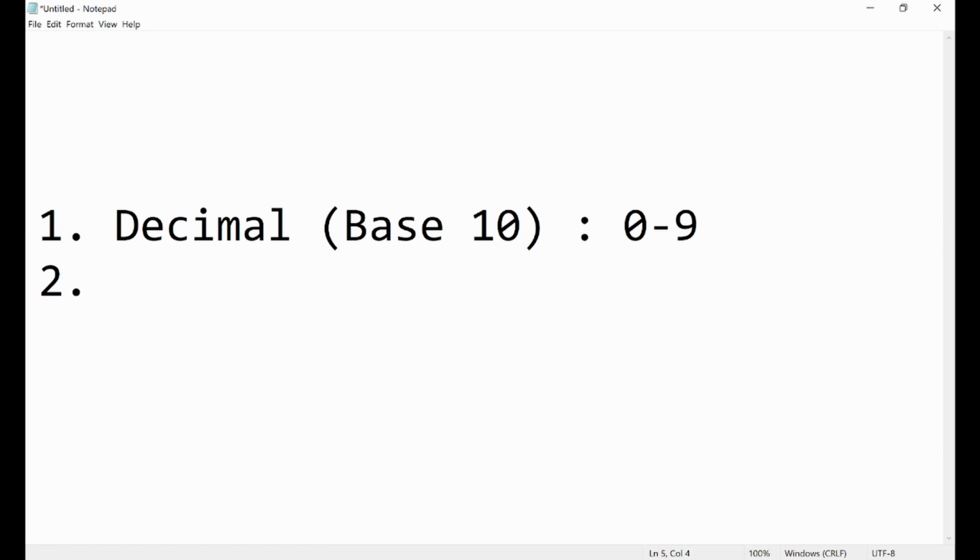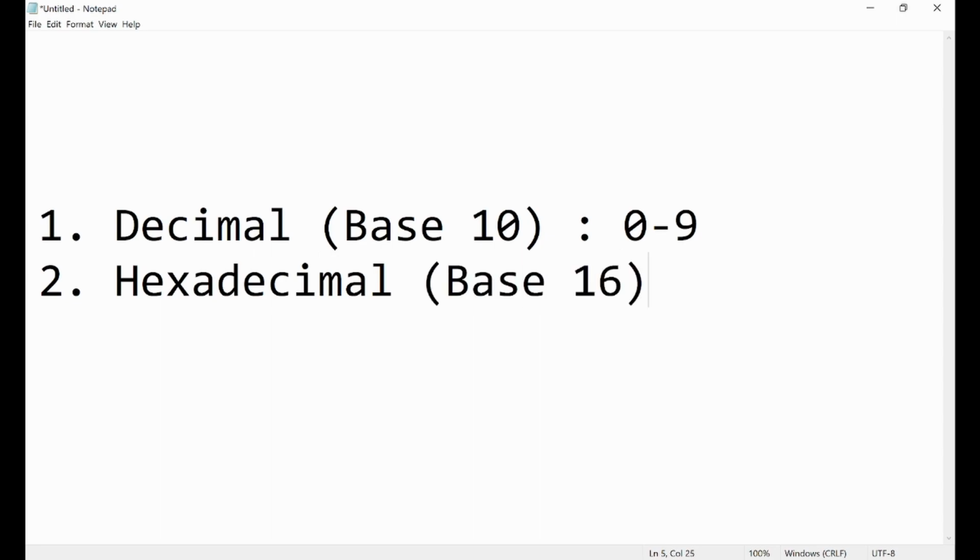Number 2, we'll talk about hexadecimal. It's called base 16. When you hear base 16, it's made up of 16 digits that starts from 0 to, who can tell me? Excellent. You are already smart. That means you can understand this topic very well.